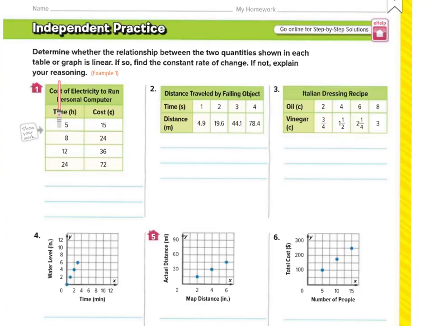So for today's assignment, we need to determine whether the relationship between the two quantities shown in each table or graph is linear. If so, find the constant rate of change. If not, explain your reasoning.